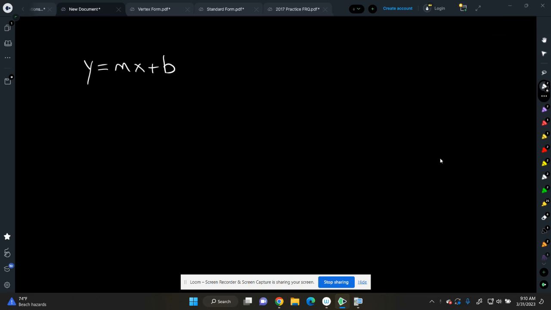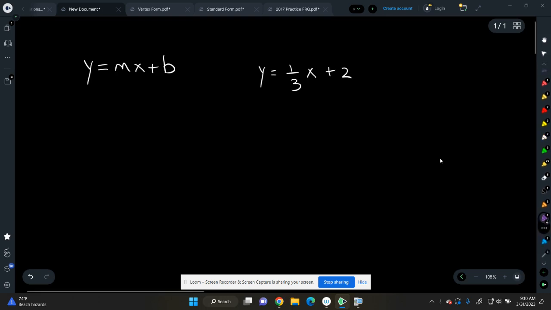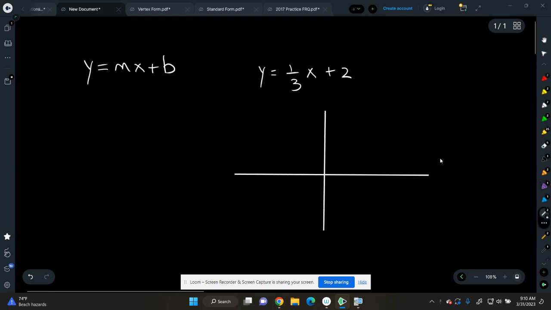We have been graphing linear equations. Now, a linear equation is in the form of y equals mx plus b. Okay, that's how we know it's a linear equation. So if we have y equals 1/3 x plus 2, we know that's linear. Now, if it's linear, what does the graph look like? Straight line. Yeah, it's a straight line.